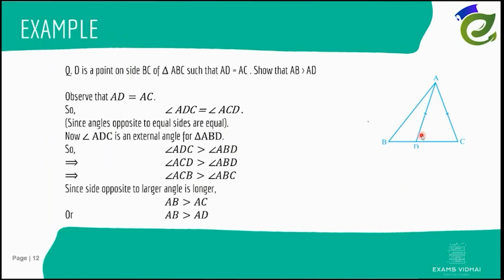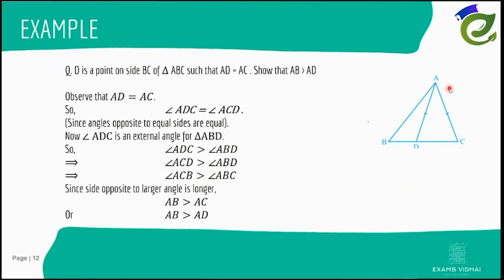Now, angle ADC is an external angle for this triangle. And you know that an external angle will always be larger than this one. So angle ADC is definitely larger than angle ABD. And we know that angle ADC is nothing but angle ACB. So ACB is larger than ABC.